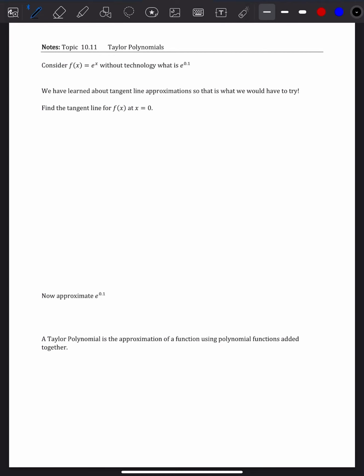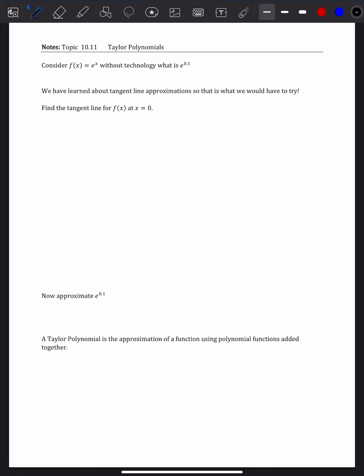Today we're going to be talking about Taylor polynomials. So Taylor polynomials are what you end up hearing a lot about, or Taylor series, which is something we're going to talk about a little later when we hear about Unit 10 of sequences and series. So let's talk about them.